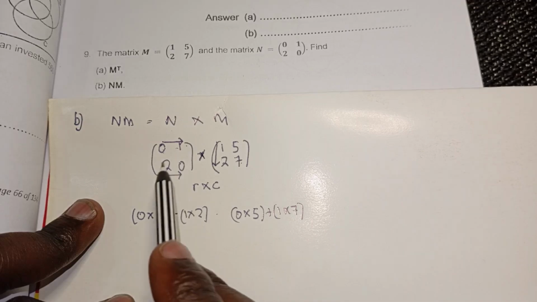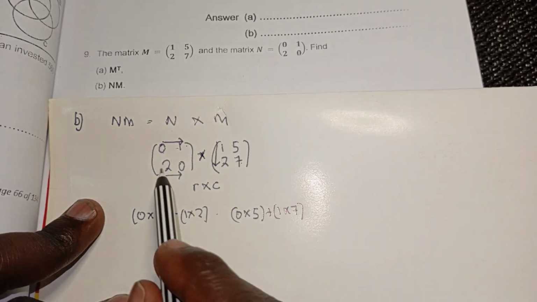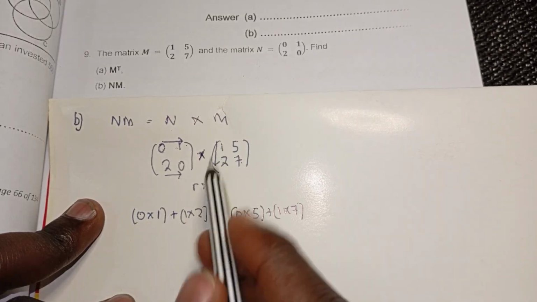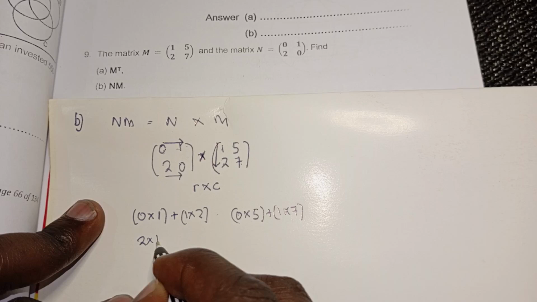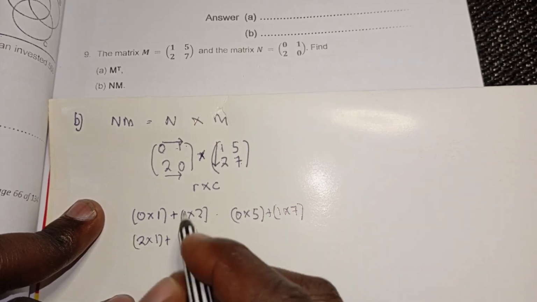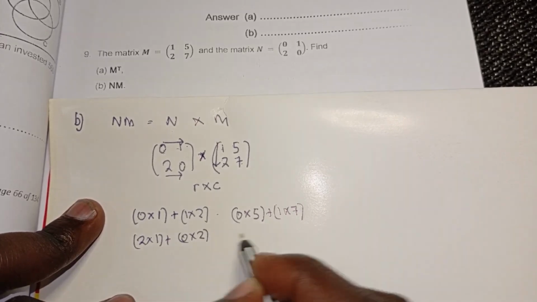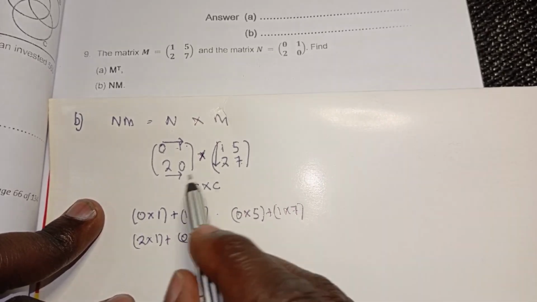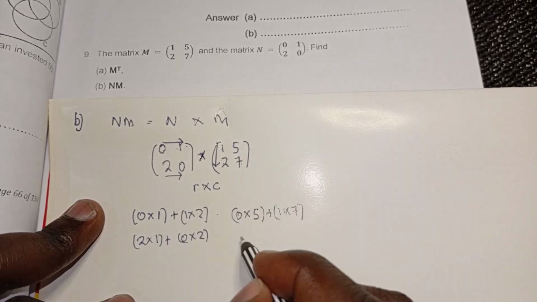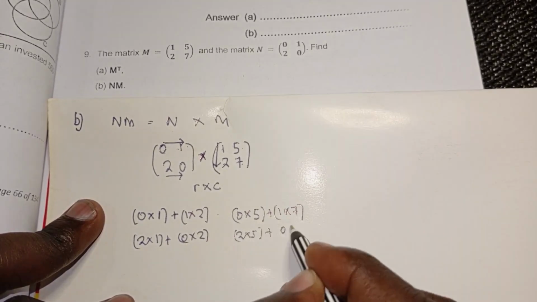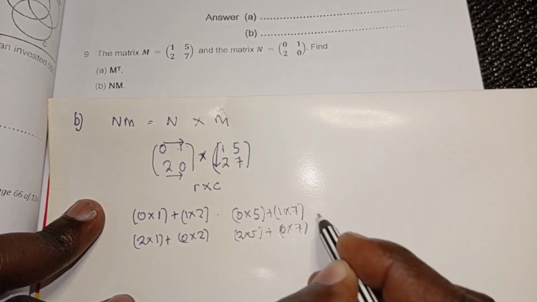Then you go to the row which is down, this row and the first column. So 2 by 1, plus 0 by 2. Then you go to the next one, 2 by 5, plus 0 by 7.